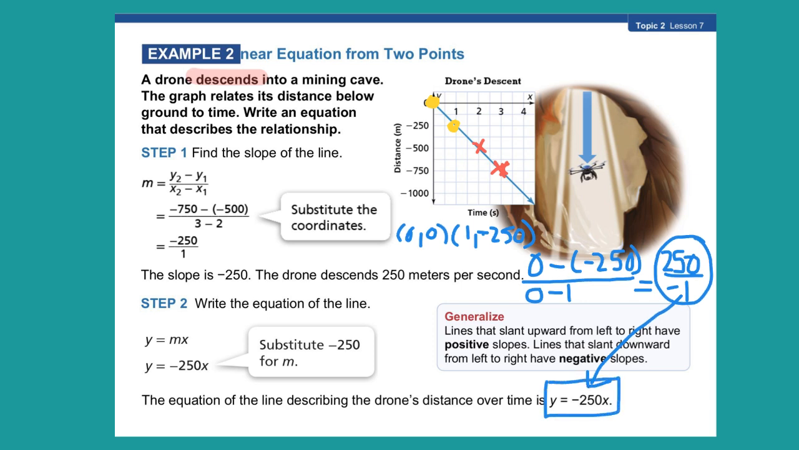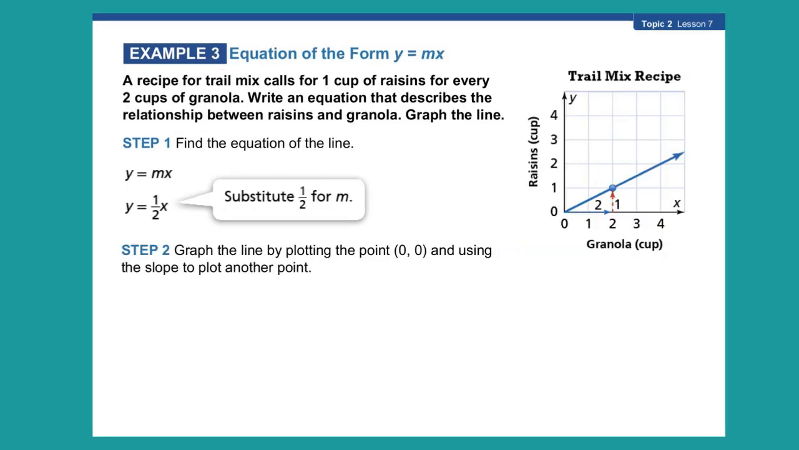So no matter how you went about getting your slope, you could have counted. You could have used different ordered pairs than I did, or you could use the same ordered pairs that I did. No matter how you do it, your slope is negative 250, and it lives right there in the equation of y equals negative 250x.